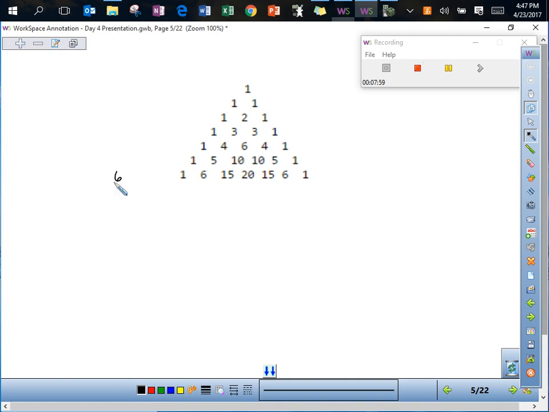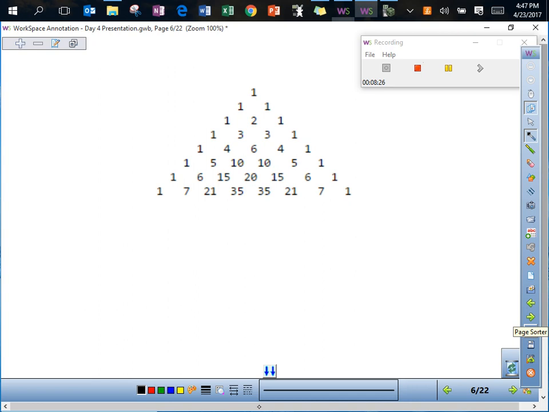Like I said, if I get too fast on you, pause the video. But it starts with the 1. 1 plus 5 was 6. 5 plus 10 is 15. 10 plus 10 is 20. 10 plus 5 was 15. 5 plus 1 was 6. And then a 1. So there's what your row 6 looks like. Your row 7 will look like that.